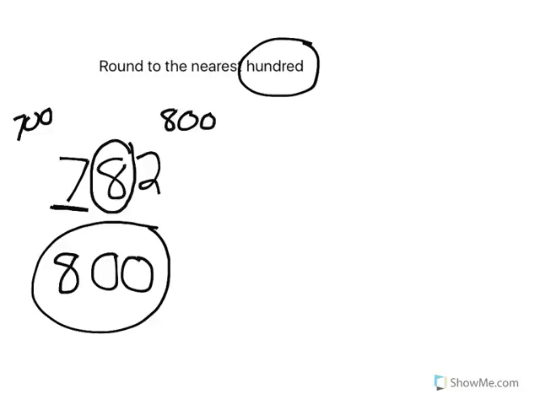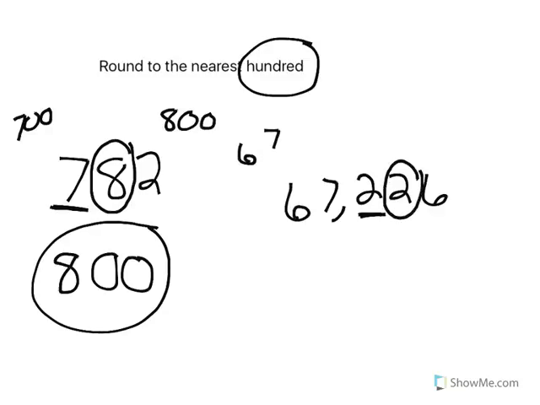Now let's try this with a 5-digit number. 67,226. I'm still looking at my hundreds, so this first 2 is in my hundreds place. The next 2 is my helper number. I can see that this number is between 67,200 and 67,300. Okay, so again, picture in your head, which one is it closest to? Is it closest to the 67,200 or the 67,300?